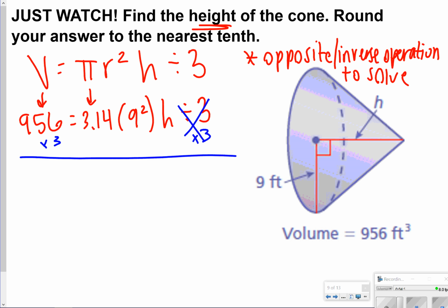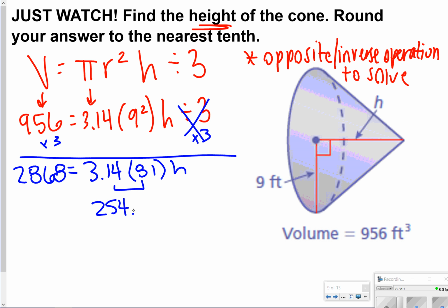So 956 times 3 is going to give me 2,868. I'm going to keep writing everything down, 3.14. I'm going to go ahead and change 9 squared to 81 times height. Then I'm going to put these two together, the 3.14 times 81. That's going to give me 254.34. H is equal to the 2,868. And then last but not least, I'm going to divide both sides by 254.34.